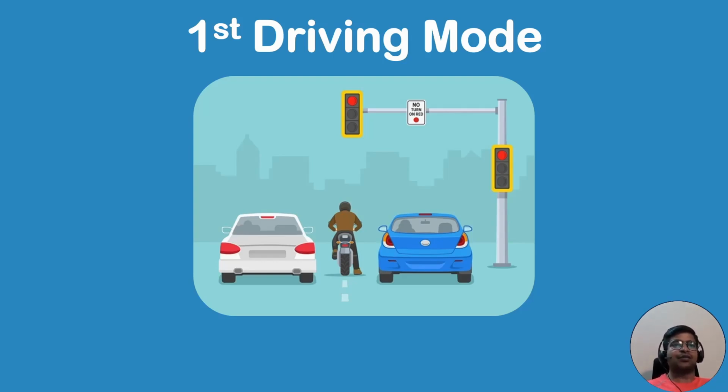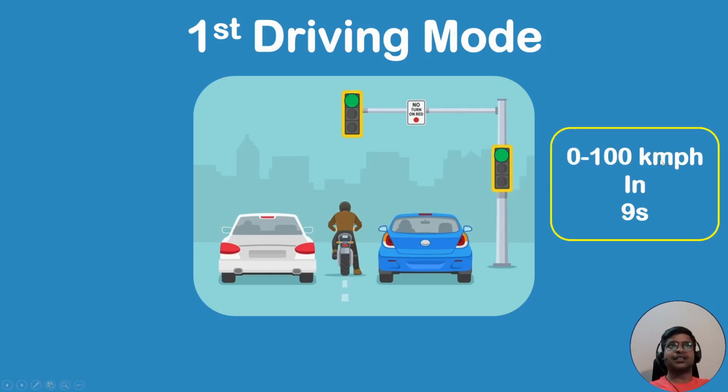As soon as I come out of my apartment, I face the city traffic, and I'm waiting for the red signal to turn green. As soon as it turns green, I would like to accelerate my vehicle from 0 to 100 kmph in 9 seconds. So this is the first driving mode that every user or every person tries to achieve.